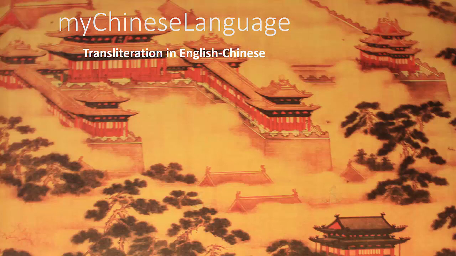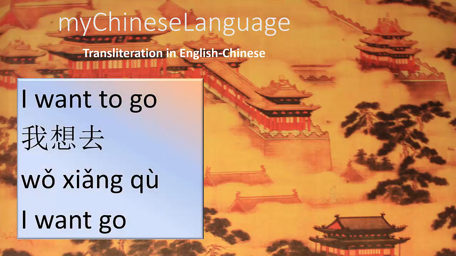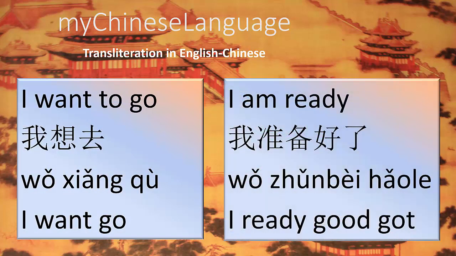Sometimes there is a fairly straightforward translation, as in, I want to go, 我想去. But often there isn't, as in, I am ready, 我准备好了. Sometimes there is just a difference in word order, and sometimes there is simply no reordering at all.